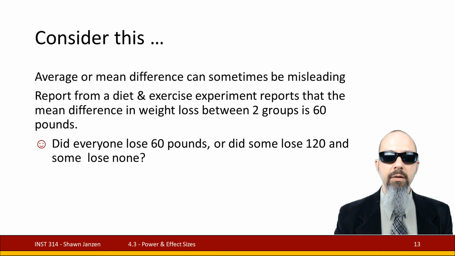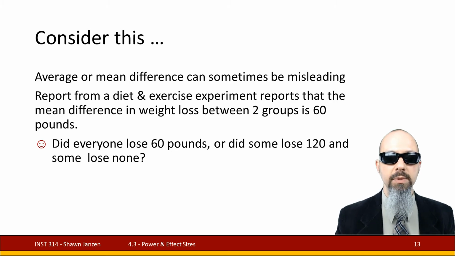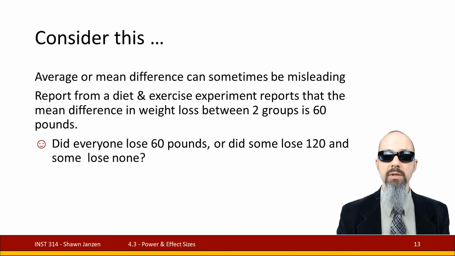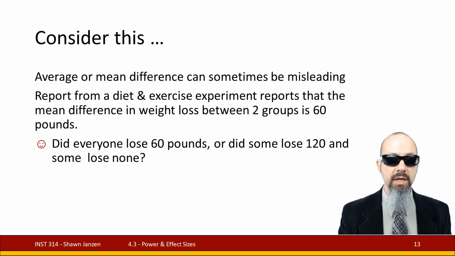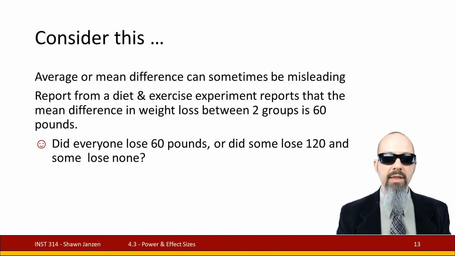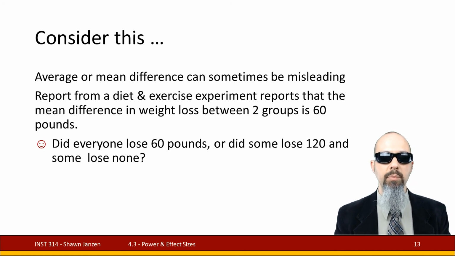If we looked at a report from a diet and exercise experiment, and they said that the mean difference in weight loss between two groups is 60 pounds, does that mean that everybody lost 60 pounds? Or did some lose 120 and some lose none? If you take an average, it's going to show a 60-pound weight loss on average as you go across. So then the 60 pounds is our unstandardized amount, but a standardized number is going to help put that into some of our groups.